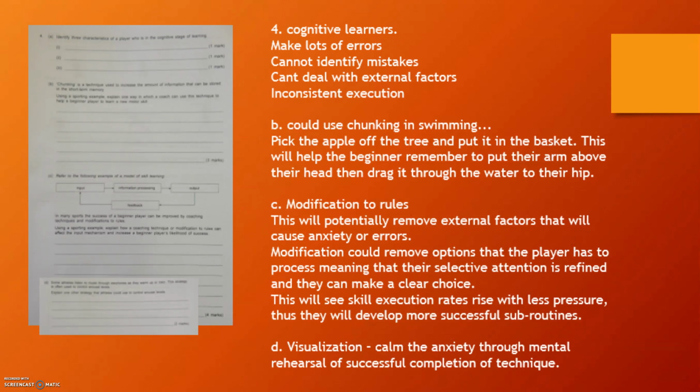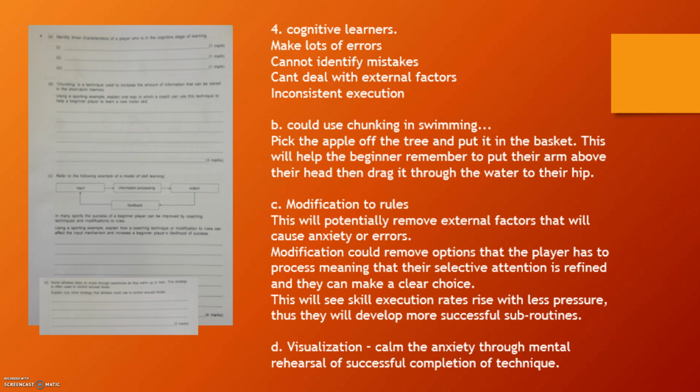All right. So question 4, identify 3 characteristics of a player of cognitive learning. So that's an easy one. Makes lots of errors, cannot identify mistakes, cannot deal with external factors, inconsistent execution, all those sorts of things.